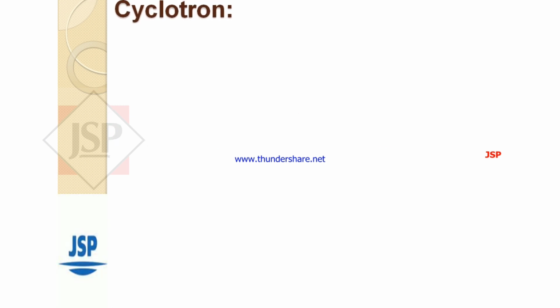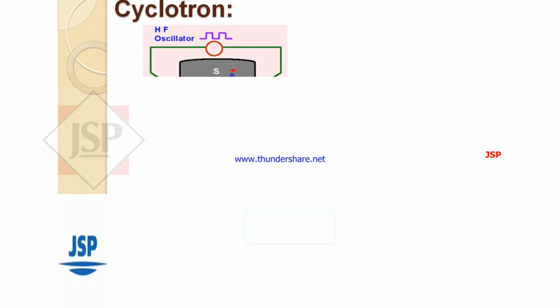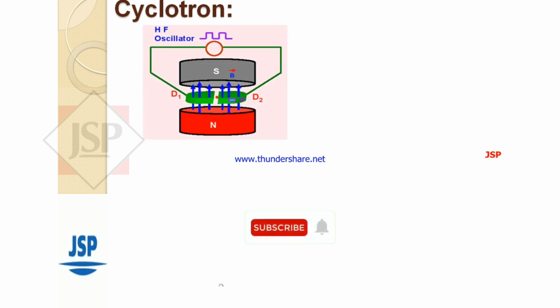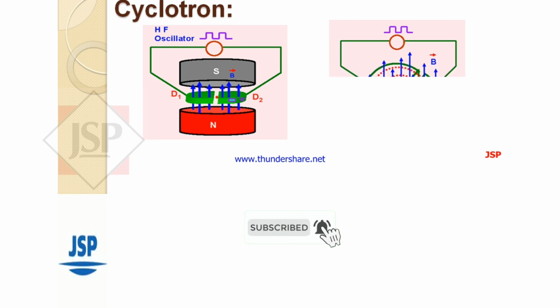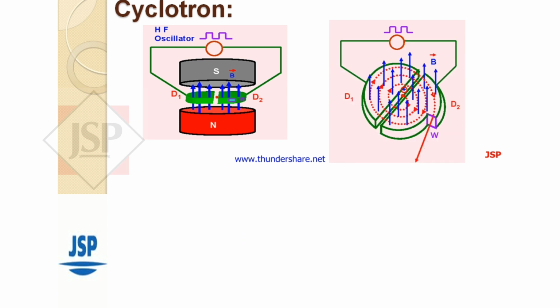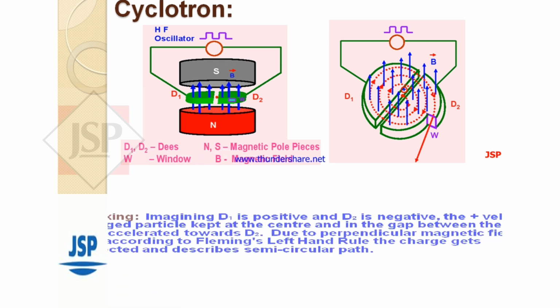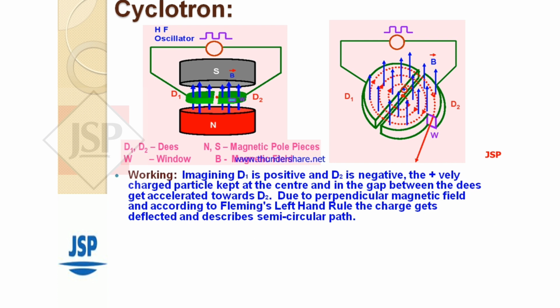Cyclotron, you can see one figure. In that figure we can see D1 and D2 are the D's, N and S are the magnetic pole pieces, W is the window, and B is the magnetic field. Working: imagining D1 is positive and D2 is negative, the positively charged particle kept at the center, in the gap between the D's, gets accelerated towards D2.